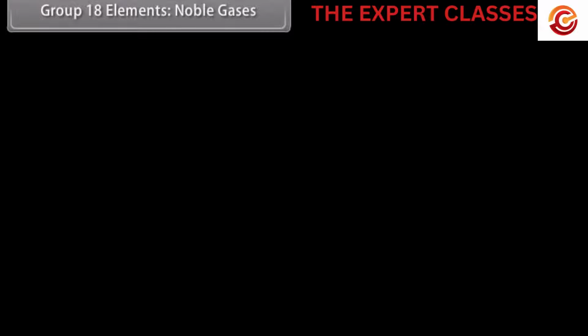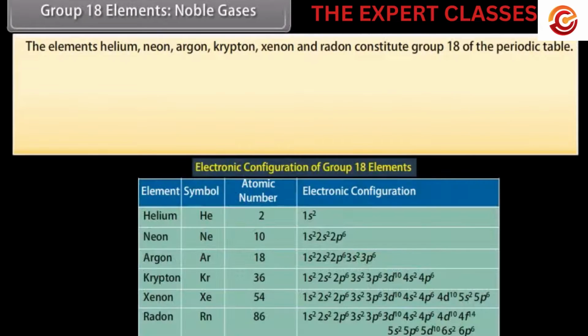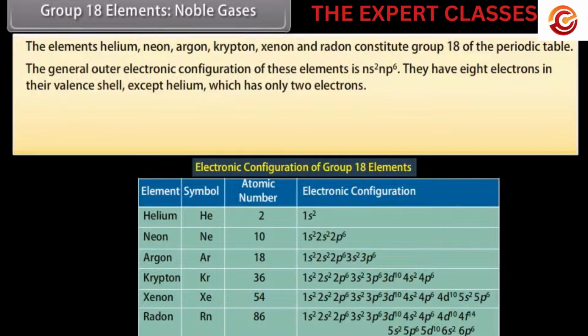Group 18 elements, noble gases. The elements helium, neon, argon, krypton, xenon, and radon constitute group 18 of the periodic table. The general outer electronic configuration of these elements is ns2np6. They have 8 electrons in their valence shell except helium, which has only 2 electrons.